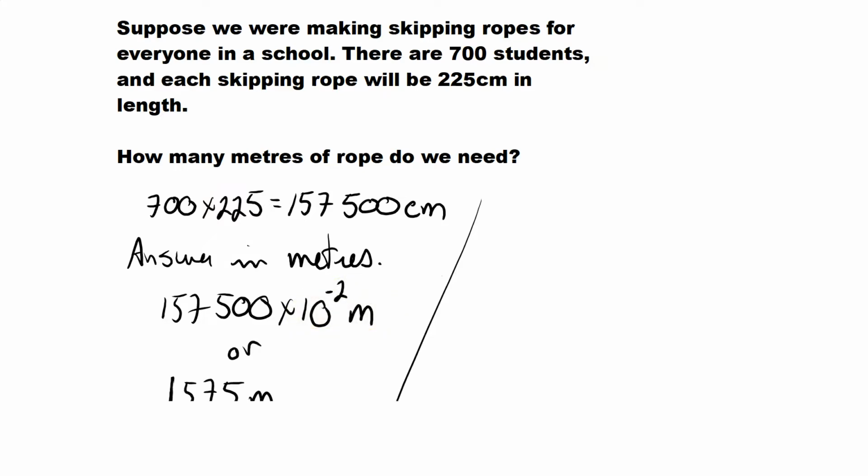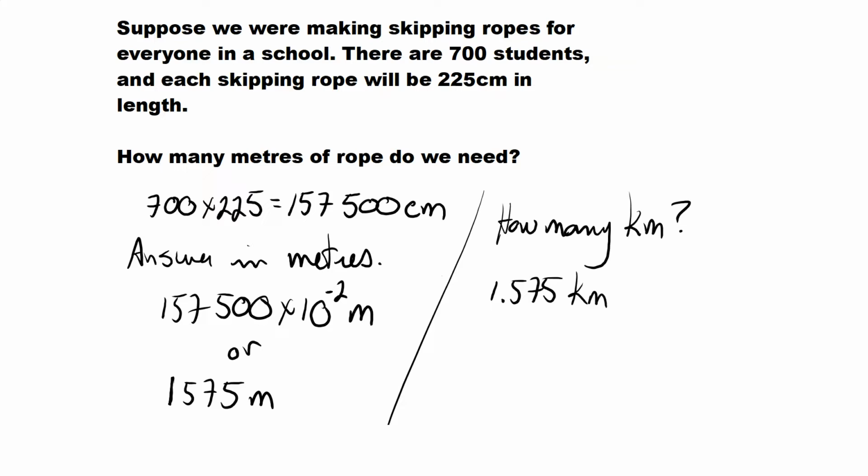Another way of writing that, of course, would be to say 1,575 meters. Now, what about looking at kilometers? 1,575 meters is actually 1.575 kilometers. So, in order to create the 700 skipping ropes that are 225 centimeters in length, we would need 157,500 centimeters, or 1.575 kilometers of rope.